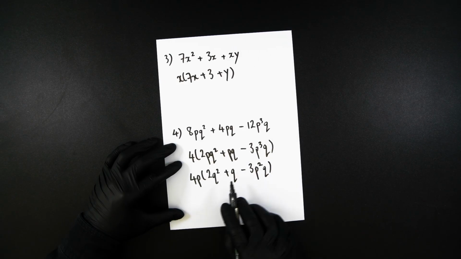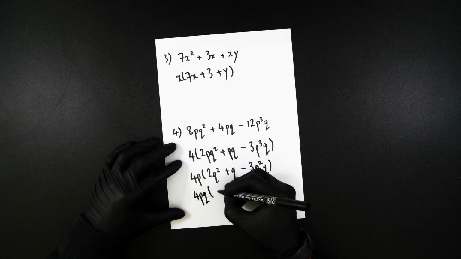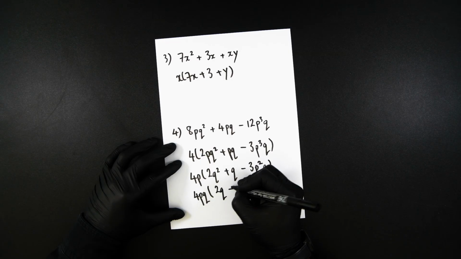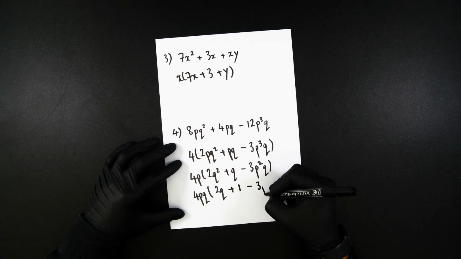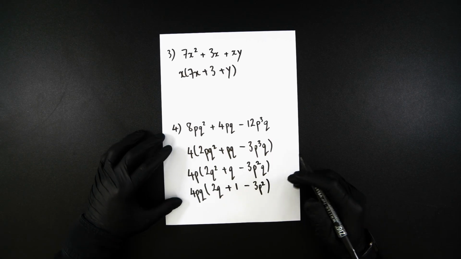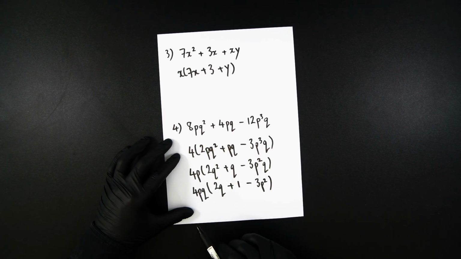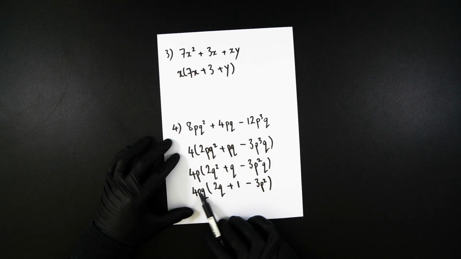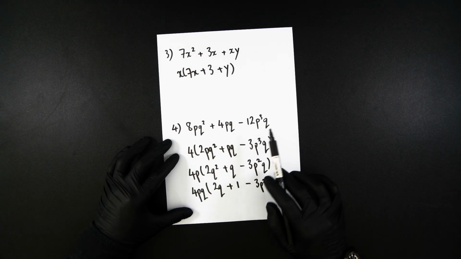We also have 1q common in all, so we can pull that out. 4pq, you're going to get 2q plus 1 minus 3p squared. This has been simplified as much as possible. And again, if you want to triple check that you've got it right, 4pq times 2q would be 8pq squared, which is the same as here. 4pq times 1 is 4pq, and then 4pq times minus 3p squared would be minus 12p cubed q.